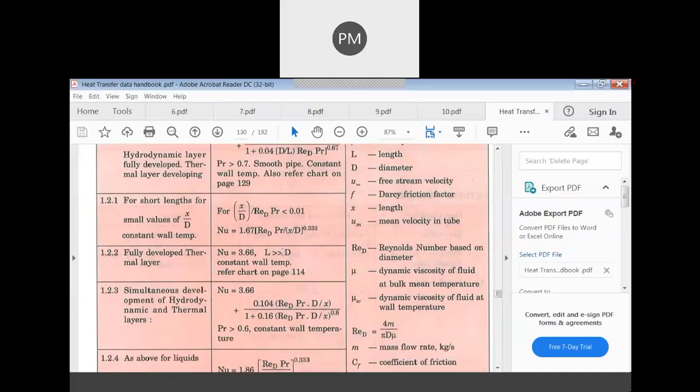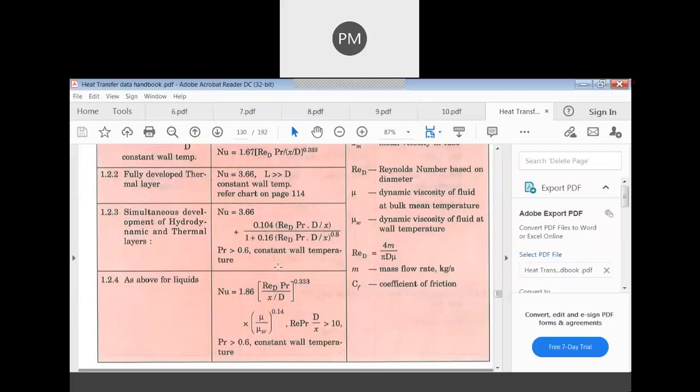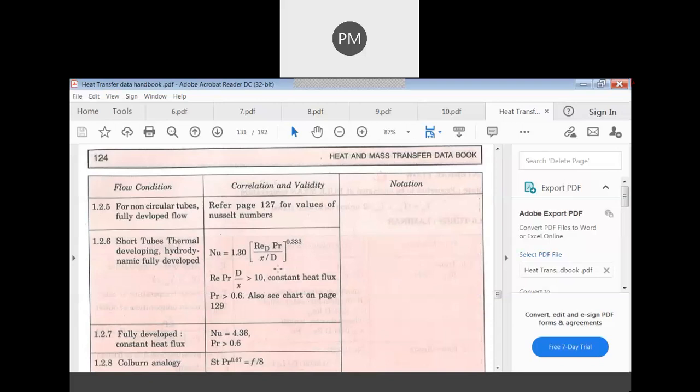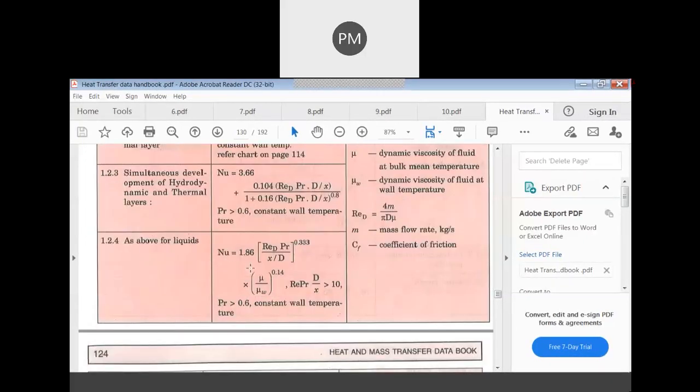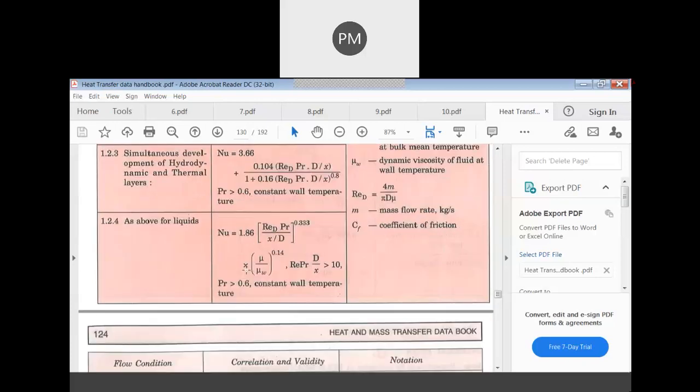For this, most of the time we will come across a Nusselt number equal to 3.66 when the length is very much greater than the diameter for the constant wall temperature condition. And for constant heat flux, the Nusselt number can be taken as 4.36, provided that the Prandtl number is greater than 0.6. Usually these two values are what we come across in laminar flow.